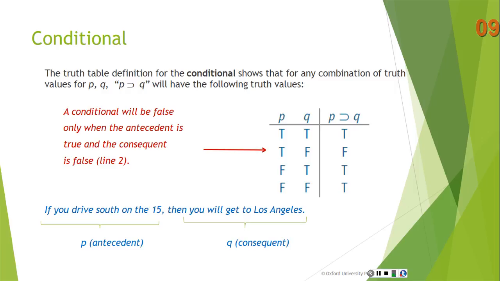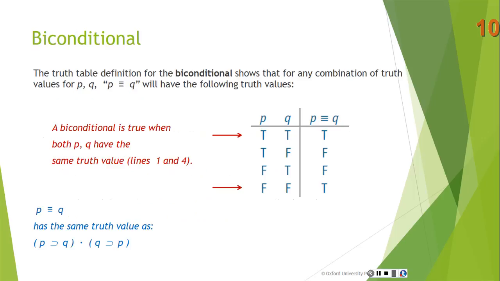Whenever the antecedent is true and the consequent is false, the whole thing comes out false. Otherwise, the statement is true. Okay. Now, you might take note of the biconditional. P horseshoe Q has the same truth value as a conjunction of two conditionals, P then Q and Q then P.